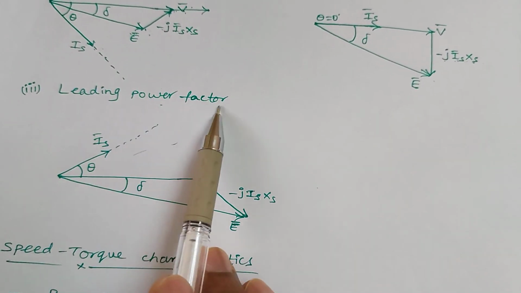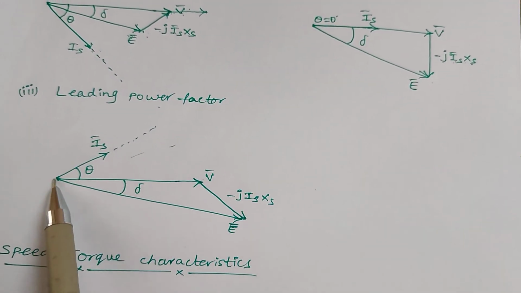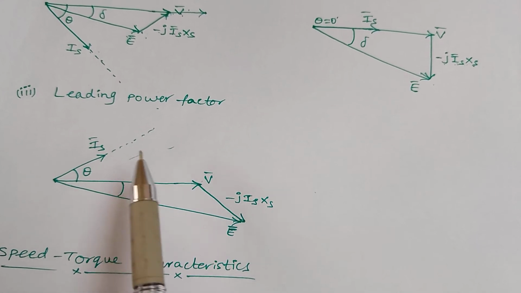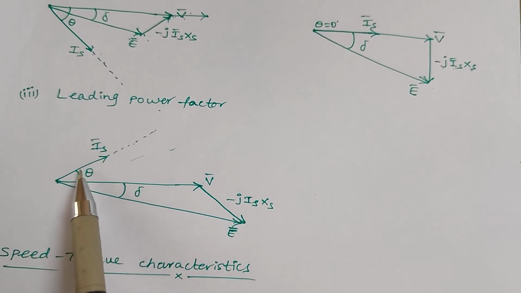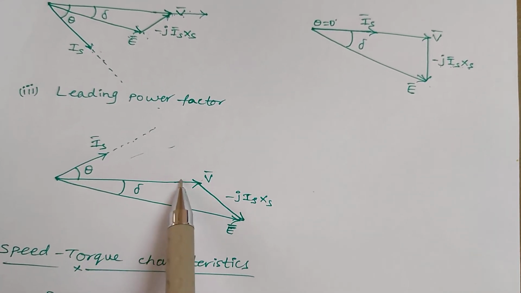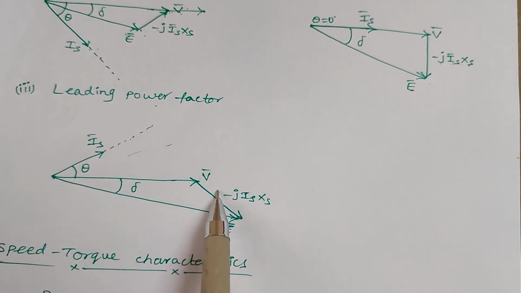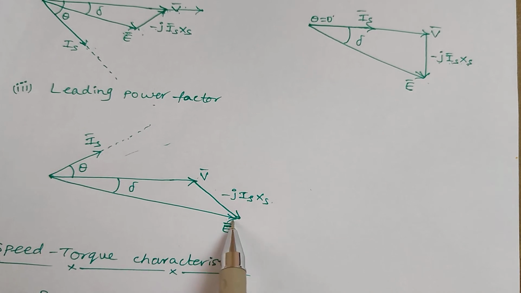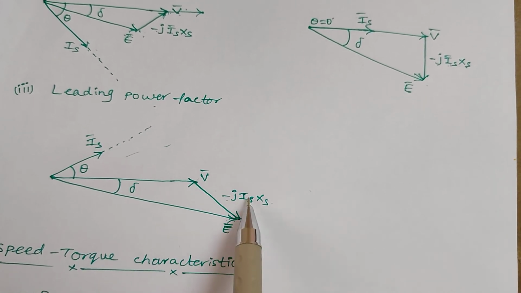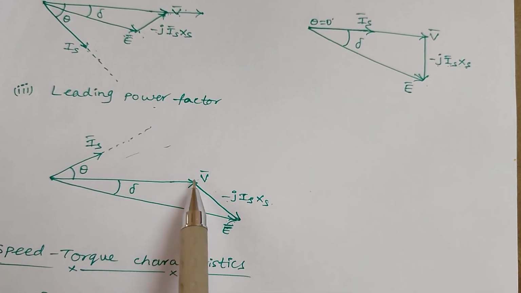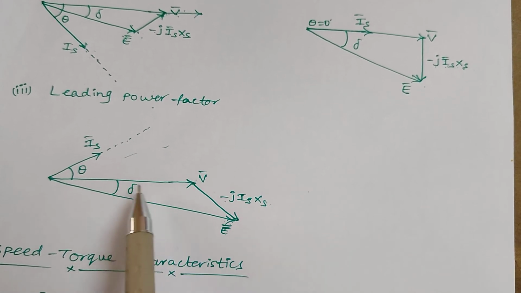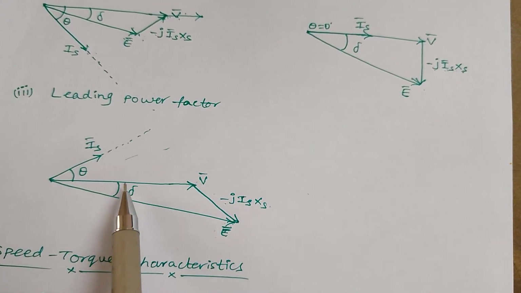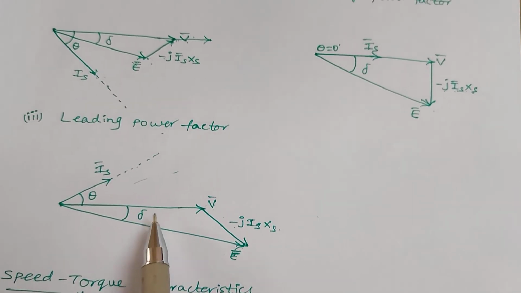At leading power factor, this is your supply voltage and the current Is leads the supply voltage by an angle theta. Now the corresponding perpendicular reactance drop is minus j Is Xs. So E equals V minus j Is Xs gives the E term. Again here, the induced EMF lags the supply voltage by delta.